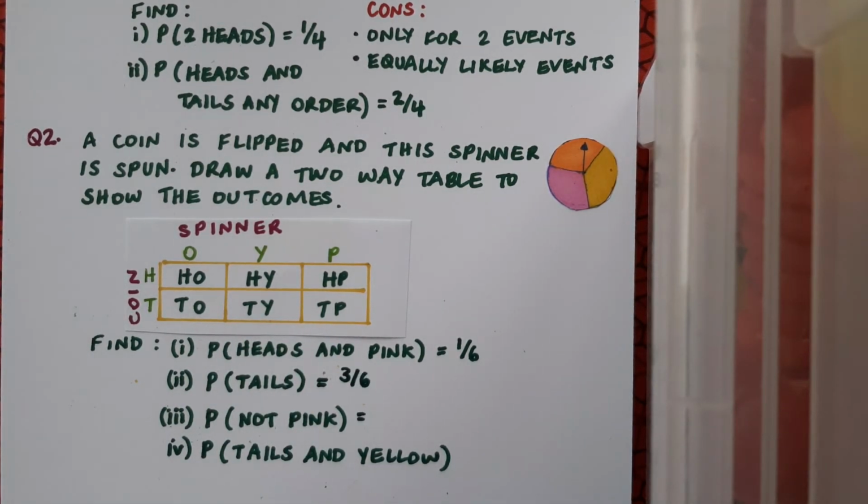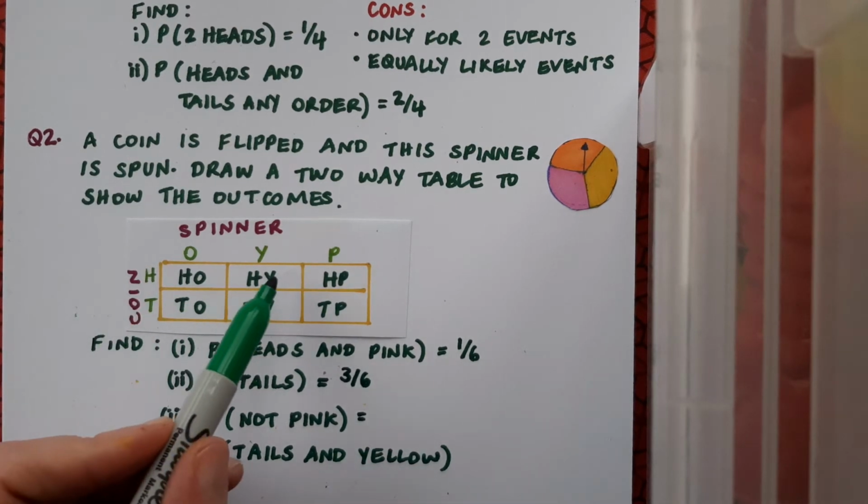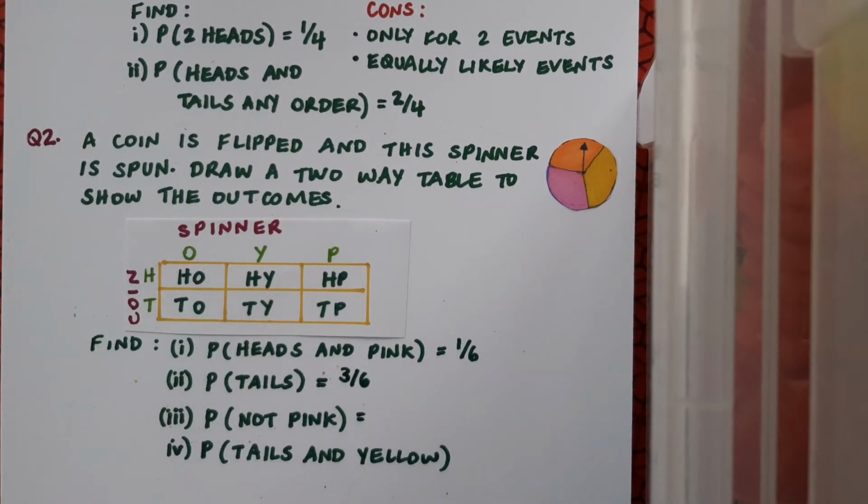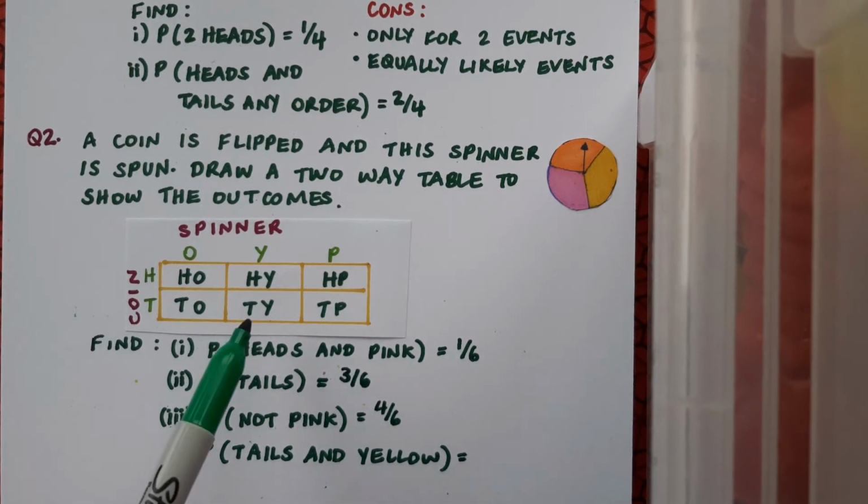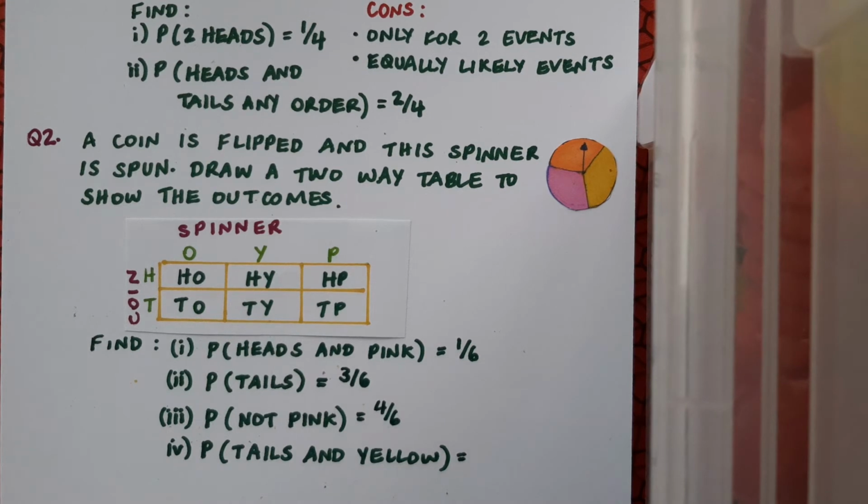For the probability of not pink, well, I've got 1, 2, 3, 4 boxes that don't have pink in them. And there's 6 boxes overall. So 4 out of 6. And finally, the probability of getting tails on the coin and yellow on the spinner, well, I've got TY in this 1 box. So again, 1 out of 6.